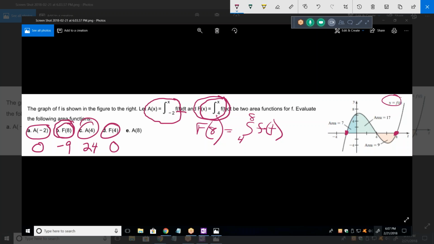Correct. Just to be clear, A of 8 is the integral from -2 to 8 of f of t dt. And what that means is the area under the curve. That's what integrals mean.